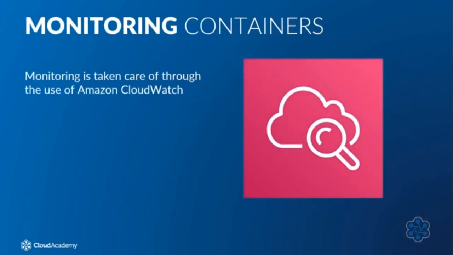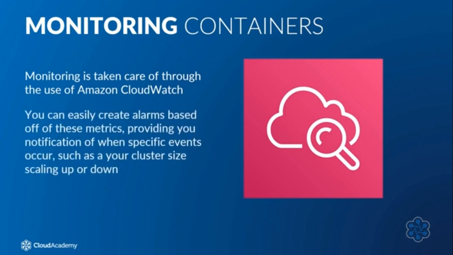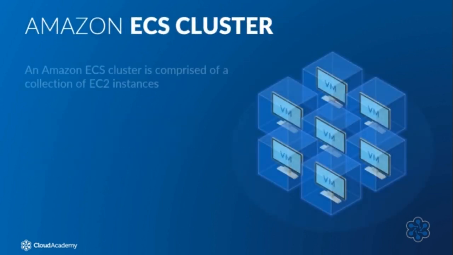Monitoring is taken care of through the use of AWS CloudWatch, which will monitor metrics against your containers and your cluster. Those of you who have used CloudWatch before will be aware that you can easily create alarms based off of these metrics, providing you notification of when specific events occur, such as your cluster size scaling up or down. An Amazon ECS cluster is comprised of a collection of EC2 instances.